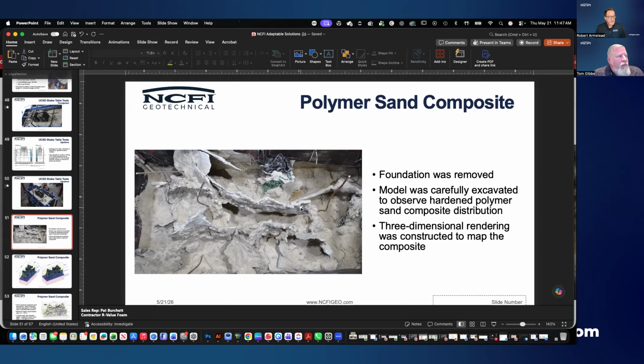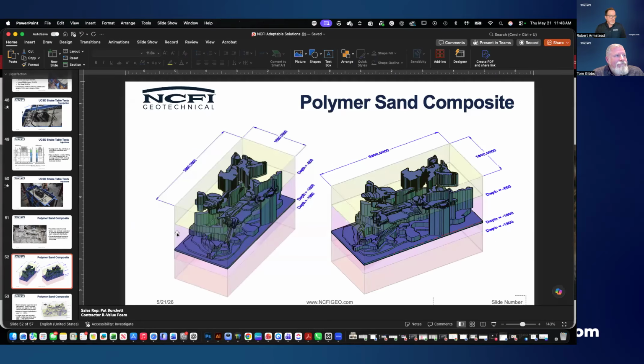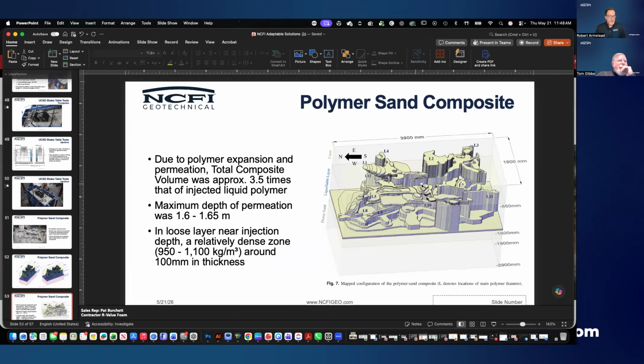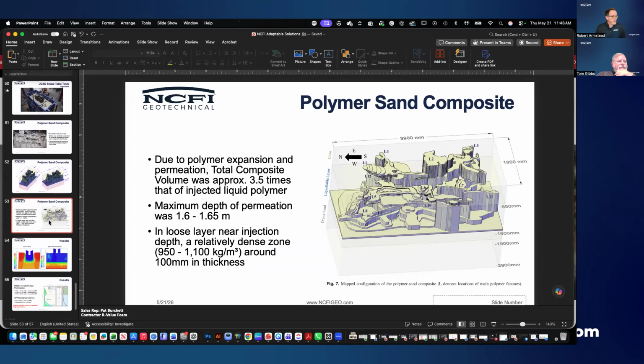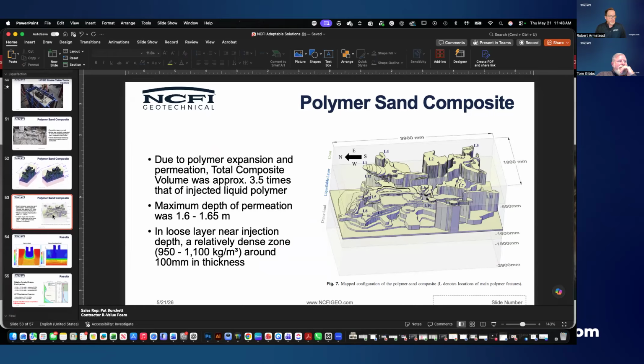But as you can see, especially in highly compact soils, the polyurethane fractures the soil and creates this sort of lensing or lattice effect, which ends up increasing overall soil volume, but also increases soil density pretty heavily. Here's a 3D image of what that polymer soil sand composite looks like post-injection, and an additional 3D rendering as well. What they found is the total composite volume was actually 3.5 times that of the injected liquid polymer.